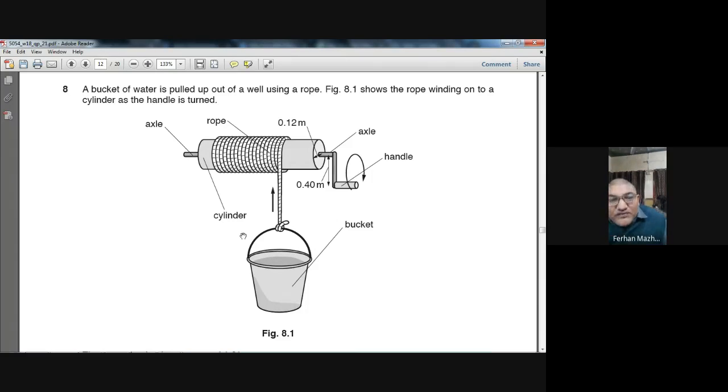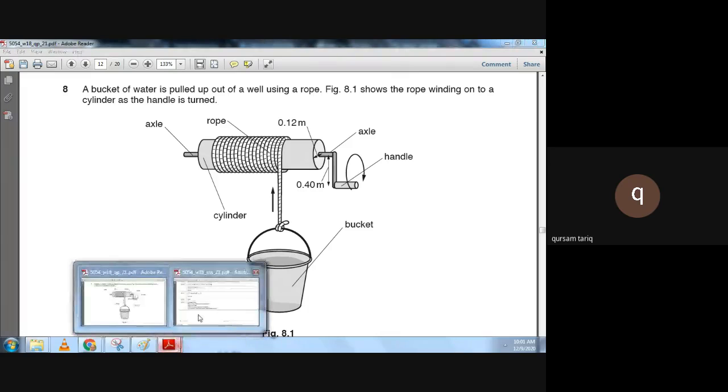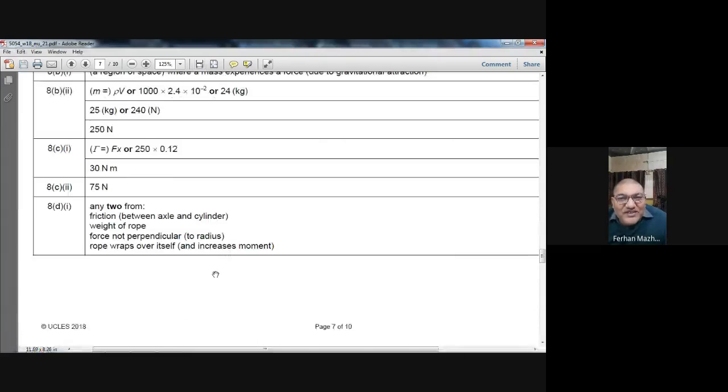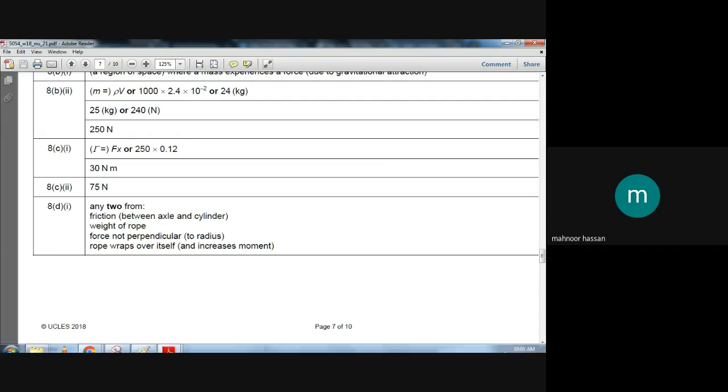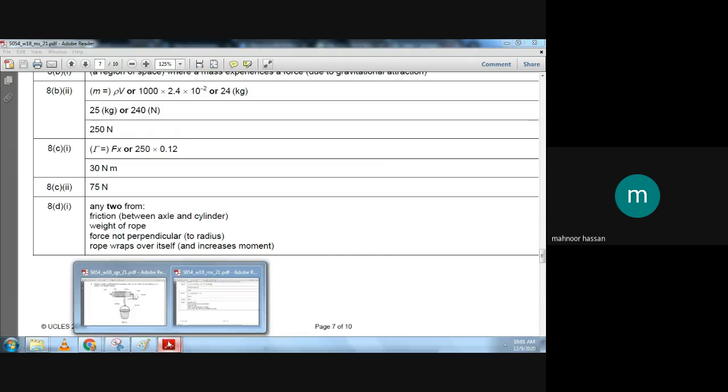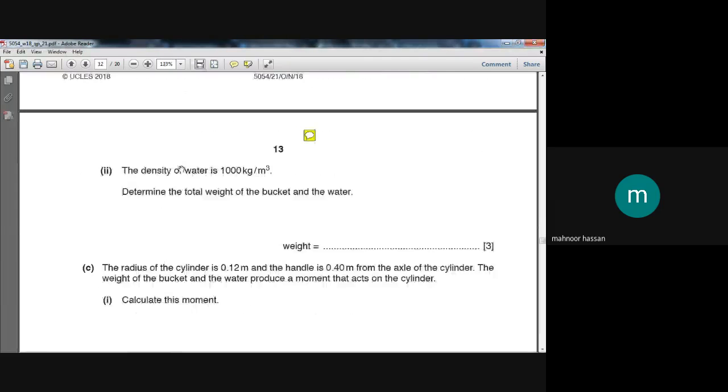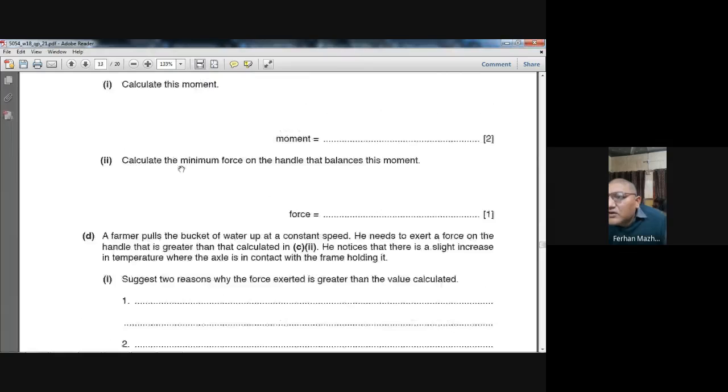Will you be able to find out the force? 75 Newton. 75 Newton. Let me check. Yes, ma'am. 75 Newton. Manu, are you done with this? Yes sir. Okay. Good, very good. So this is done. Okay, the next part.